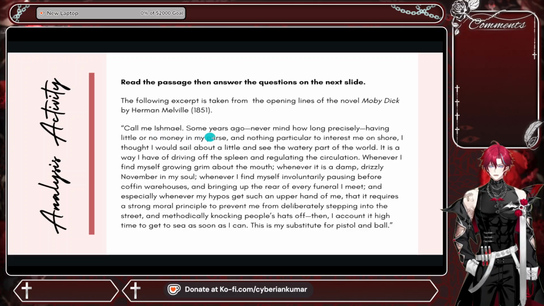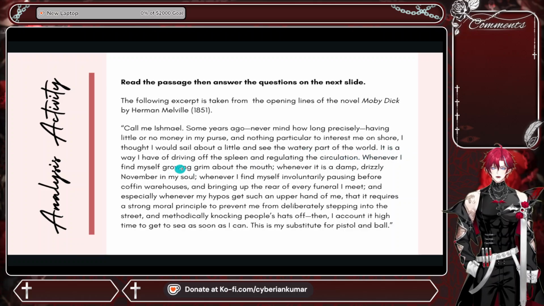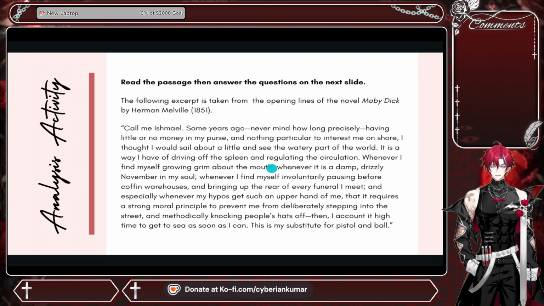Call me Ishmael. Some years ago, never mind how long precisely, having little or no money in my purse and nothing particular to interest me on shore, I thought I would sail about a little and see the watery part of the world. It is a way I have of driving off the spleen and regulating the circulation. Whenever I find myself growing grim about the mouth, whenever it is a damp, drizzly November in my soul.